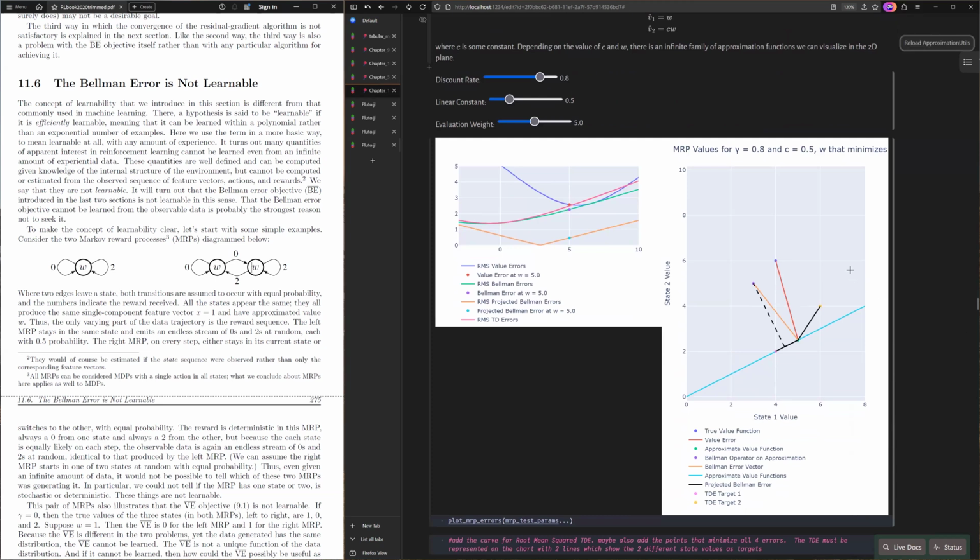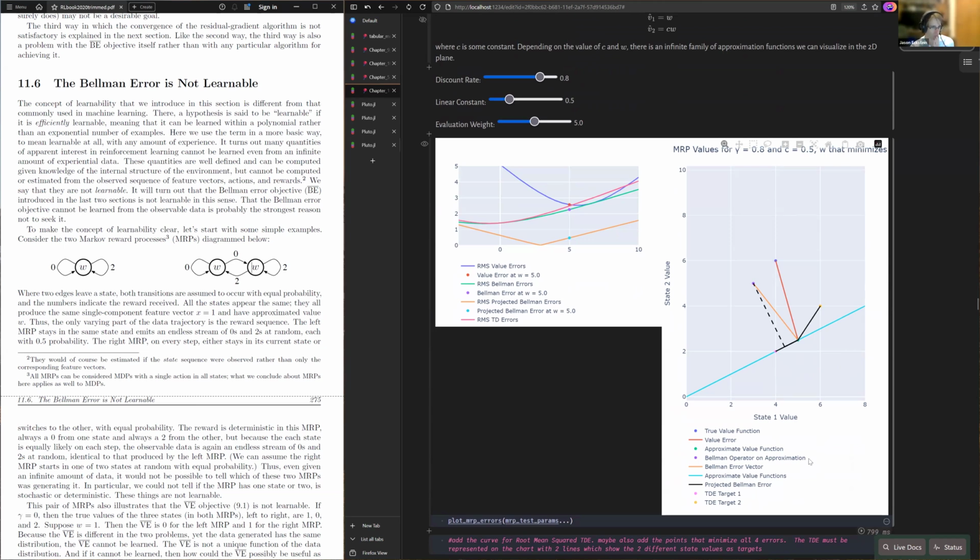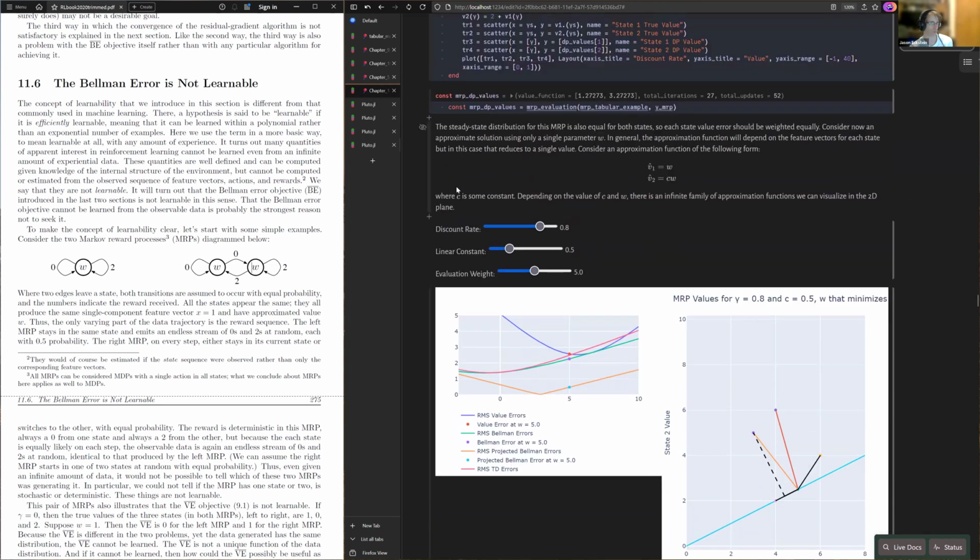here's this diagram worked out. So what this diagram is showing is that this whole plane of this diagram represents all the possible value functions for this problem.